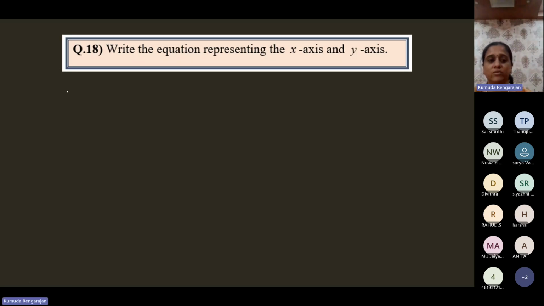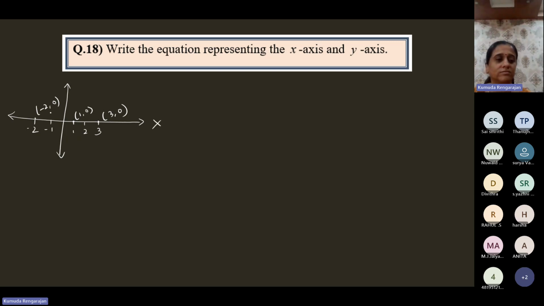So we should not forget this one. Now tell me, what's the equation of the x-axis? Y is equal to 0, miss. The equation of the x-axis is y is equal to 0, miss. Correct. Because what's the address of this point? (1, 0). This point, (3, 0). This point, (-2, 0). So y is always 0. On the x-axis, y is always 0. So y is equal to 0 is the equation of the x-axis.